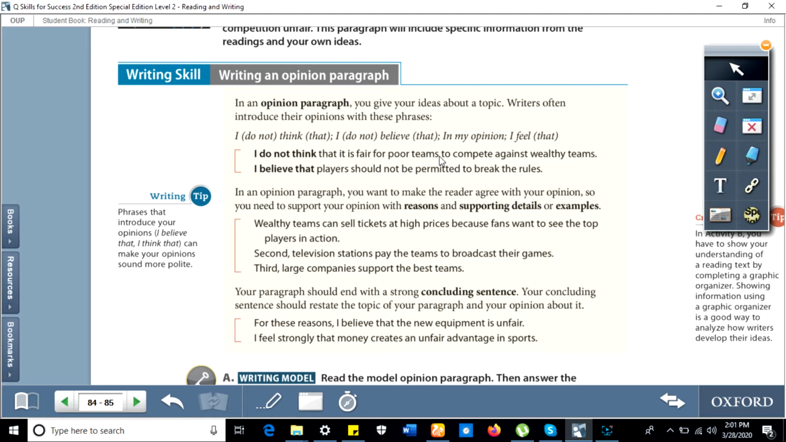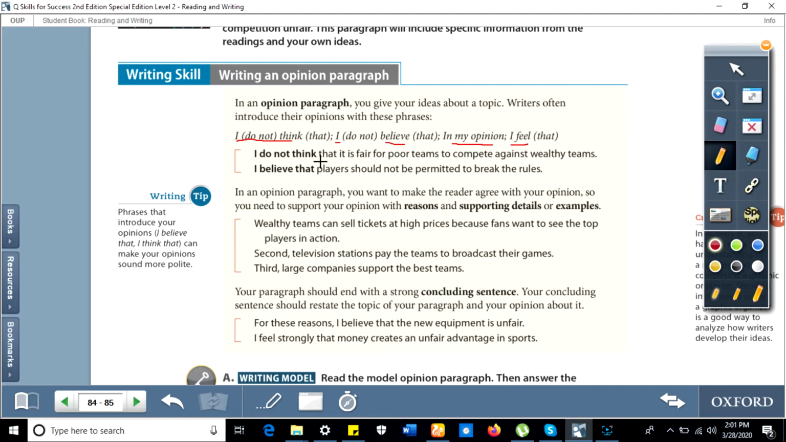And to introduce and to describe your opinion, you can use phrases such as, as you can see here, I think, I believe, in my opinion, I feel. And in the brackets you see "do not" here. That means sometimes if you want to disagree with some statement, according to your point of view, then also you can disagree or agree with the statement.